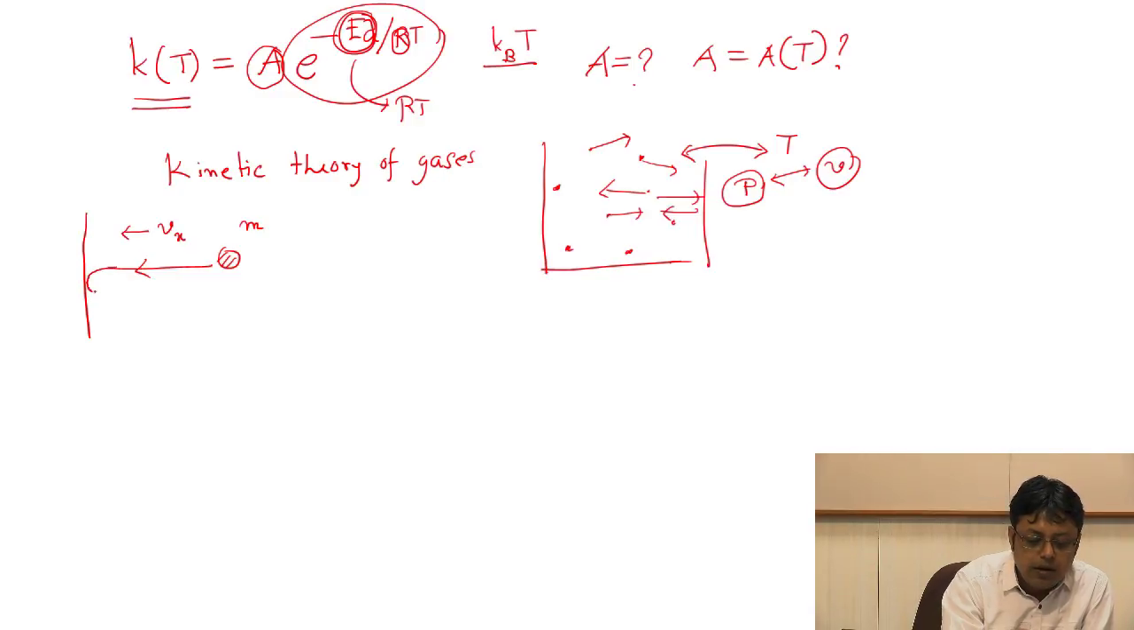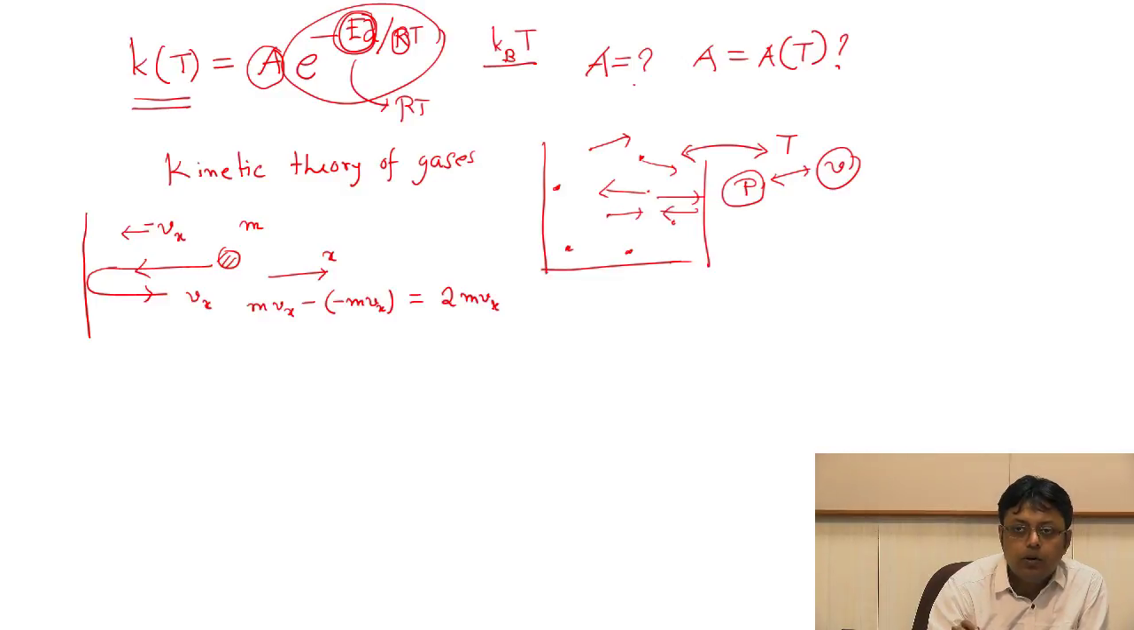The velocity component along the x-axis is vx. Now suppose the molecule does a collision, and there is no energy exchange between the molecule and the wall, so it is a kind of elastic collision. The momentum change, if we take this as our positive x direction, is the final momentum, which is mvx, minus the initial momentum, which was minus mvx, which is nothing but twice mvx.